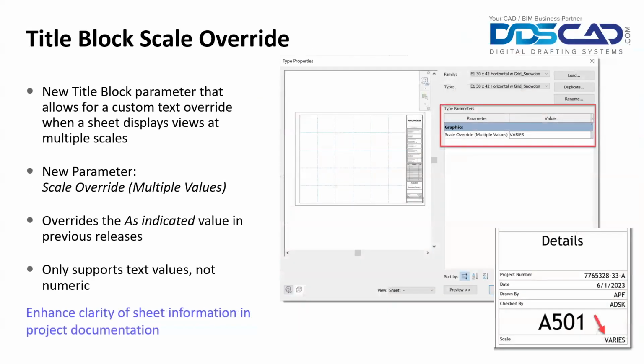And we start with the title block overrides. Now in Revit 2026, the title block family scale parameter can also be edited to read as it should on all of the sheets, as required by your office standards. No longer are we stuck with the parameter default value of varies when there are multiple views in multiple scales on any particular sheet, as you see here. Okay, let's take a look and see how that's done.